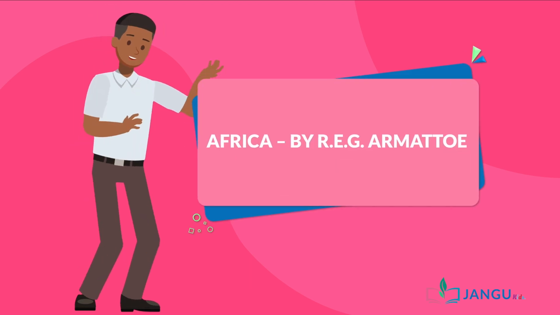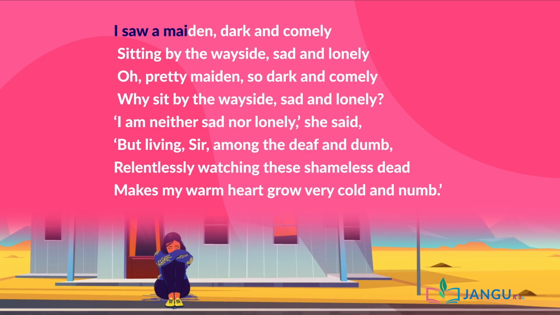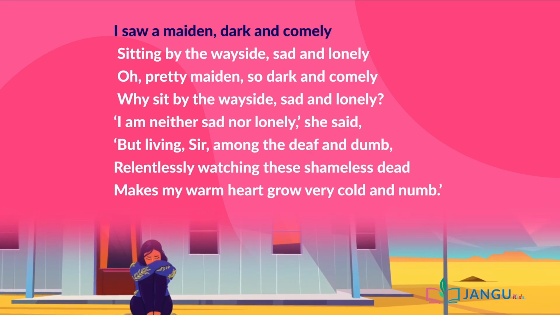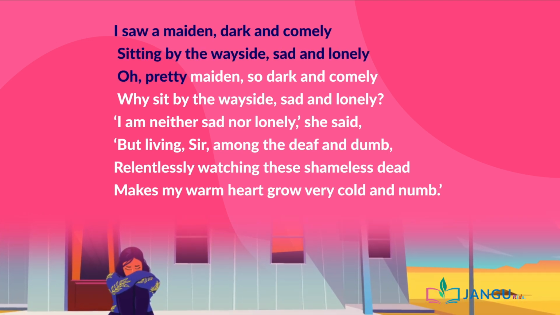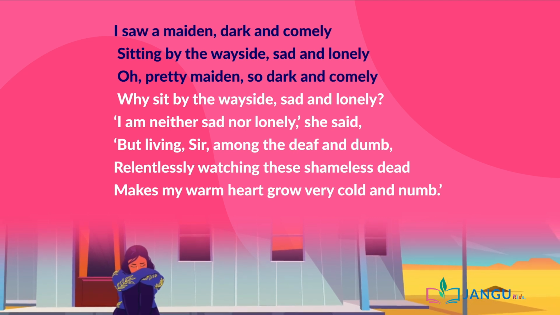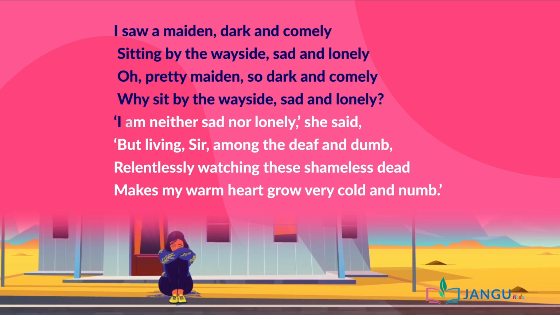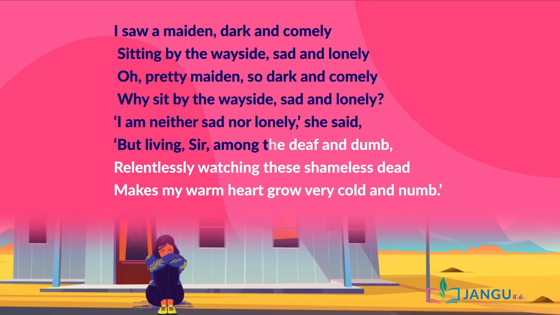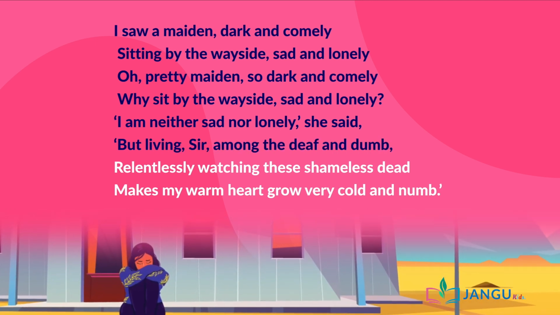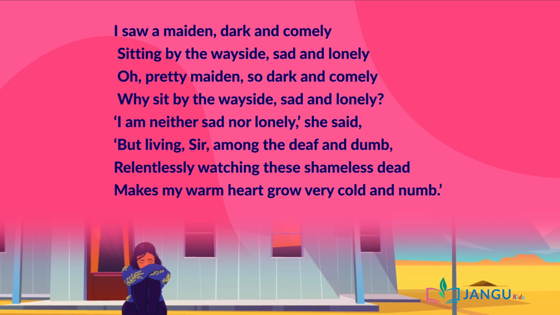Let's listen to the poem Africa by R.E.G. Amarto. I saw a maiden, dark and comely, sitting by the wayside, sad and lonely. Oh, pretty maiden, so dark and comely, why sit by the wayside, sad and lonely? I am neither sad nor lonely, she said, but living, sir, among the deaf and dumb, relentlessly watching this shameless dead, makes my warm heart grow very cold and numb.